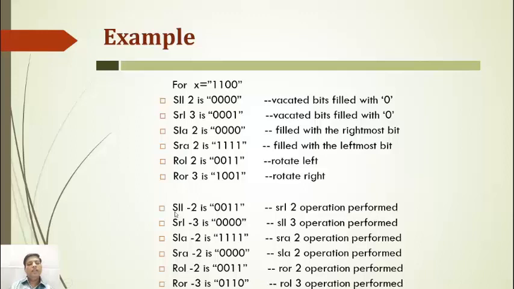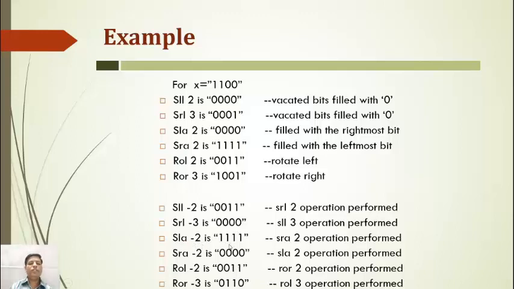Then SLL -2 is 0011. For this particular example, a shift right logical of 2 operations is performed, and for -2 the expected result is 0011. SRL -3 is 0000, which is an SLL 3 operation. These same operations you will also perform in the third year microcontroller subject: shift left, shift right, and shift arithmetic operations. You just have to revise them, and you will get the idea of how to shift that particular parameter. Here we directly show the result.